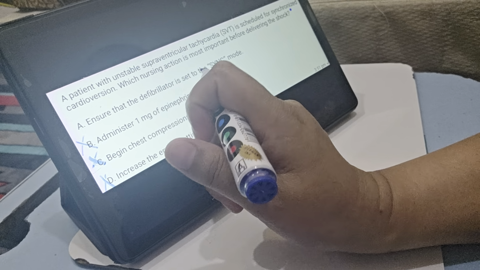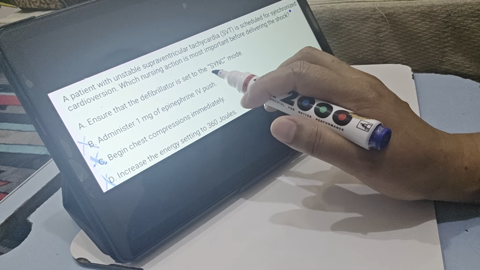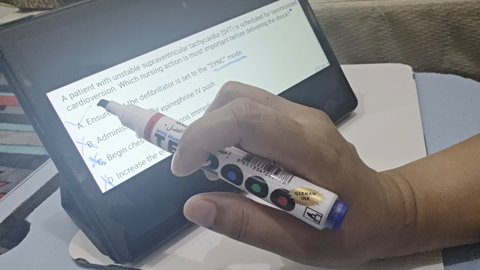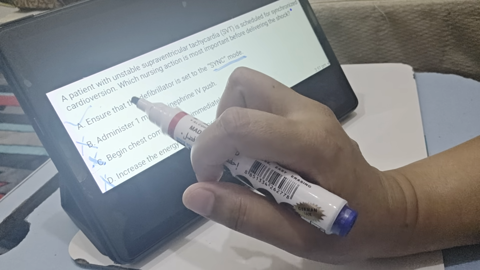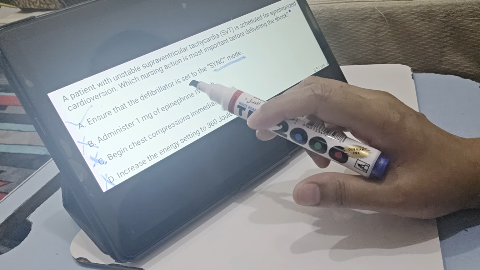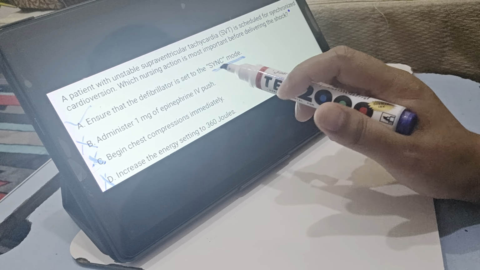Ensure that the defibrillator is set to the sync mode. Yes, this answer is correct, because we always have to turn on the sync mode before delivering the shock. So our correct answer is A.